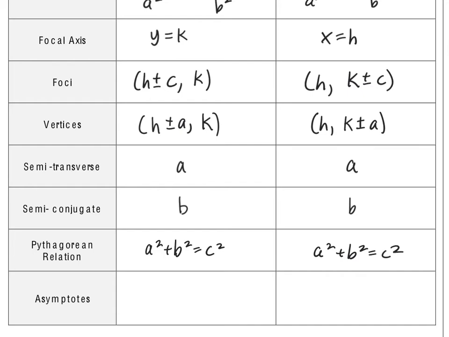And the asymptotes are very similar. The only difference is we're not going to rewrite it in slope-intercept form. We're going to leave it in point-slope form. So you get y minus k equal to plus or minus, and the slope is going to be the y portion over the x portion, the change in y over the change in x, times x minus h. So it's very similar to what we've done before. All right, so let's see how that's used.